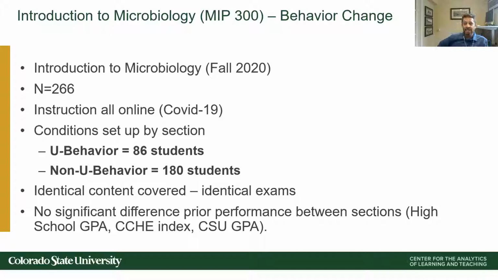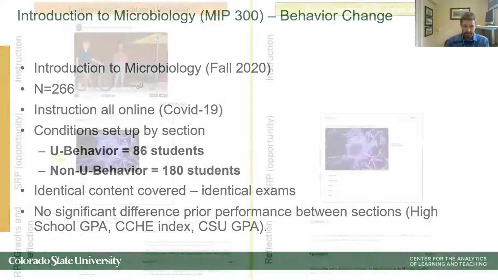When we looked across all those sections, there were no differences in prior performance: high school GPA scores, CCHE index, which is a Colorado index score that includes ACT and SAT scores. And there were no significant differences between sections when it came to CSU GPA for the semester before this particular course. So there were no differences between the students as far as their academic performance, just to set up the results.